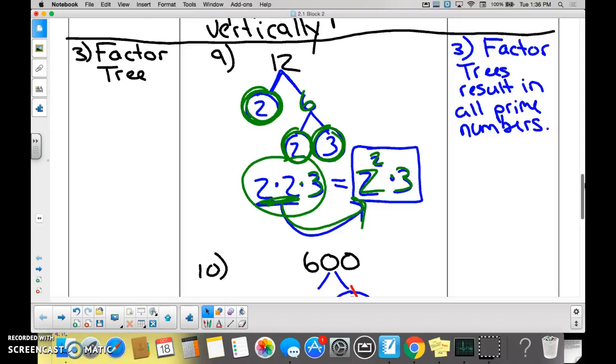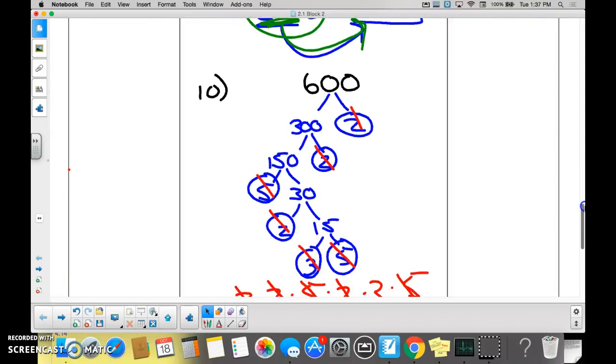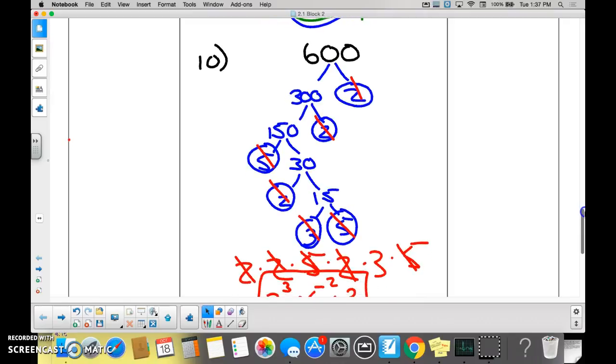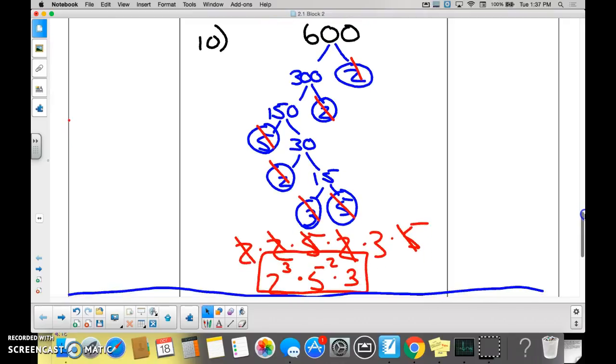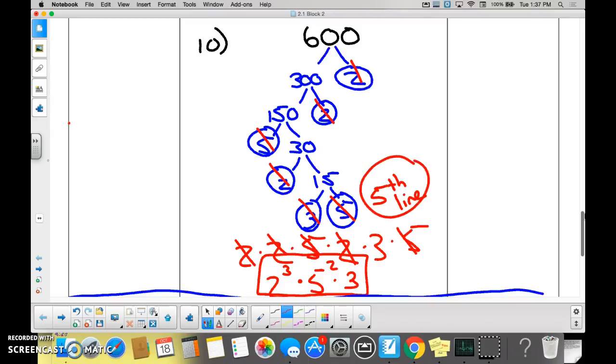We went down to the number 600. 600 had way more work. Look at our factor tree. We went all the way down to, let's see, 1, 2, 3, 4, 5. This was our 5th line of work. Until we found all the prime factors for the number 600. We put them all together, and we came up with 2 to the 3rd times 5 squared times 3. Any questions?